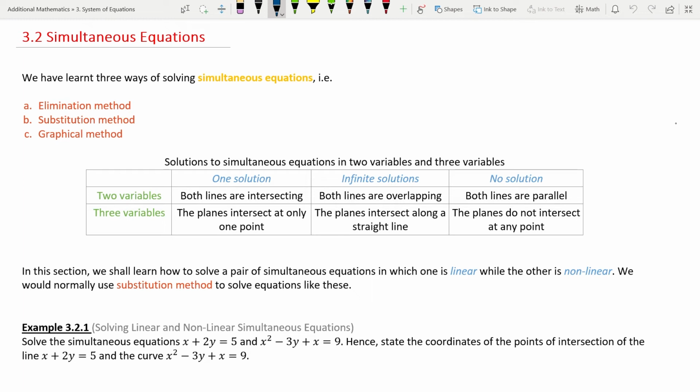Today, in this section, we shall learn how to solve a pair of simultaneous equations in which one is linear while the other is non-linear. We would normally use substitution method to solve equations like this. Let's look at the example.